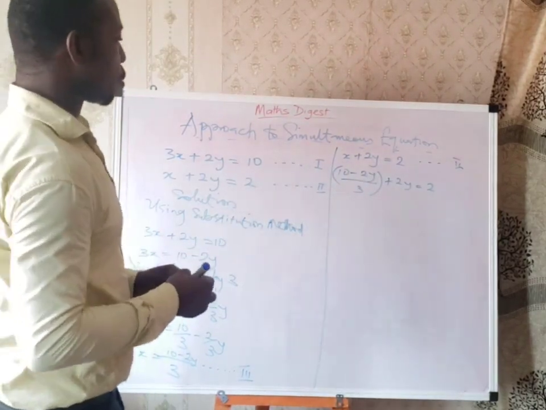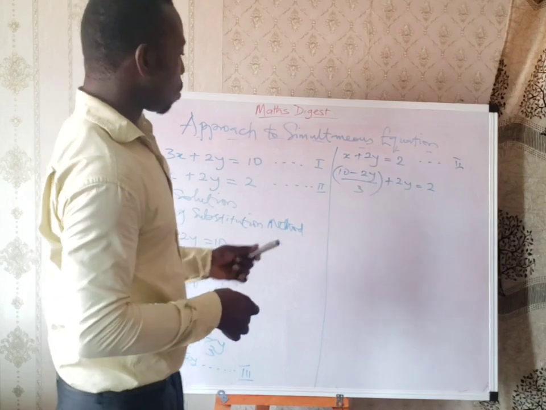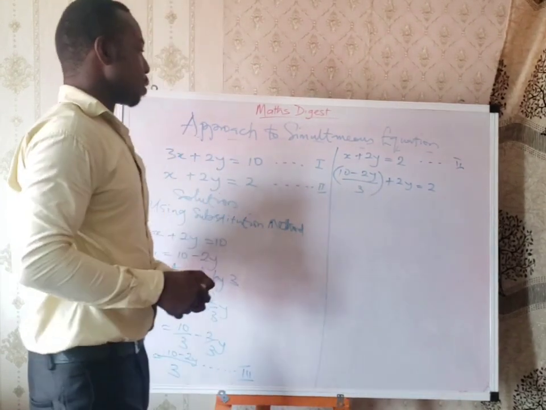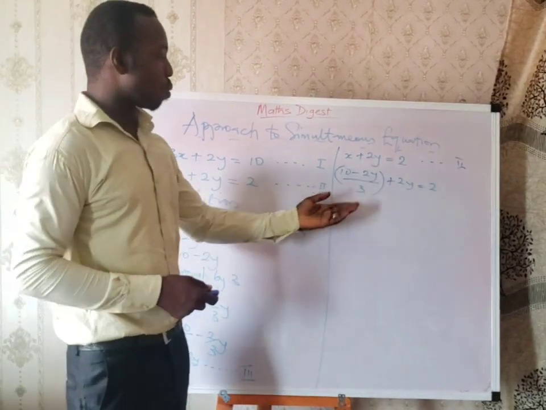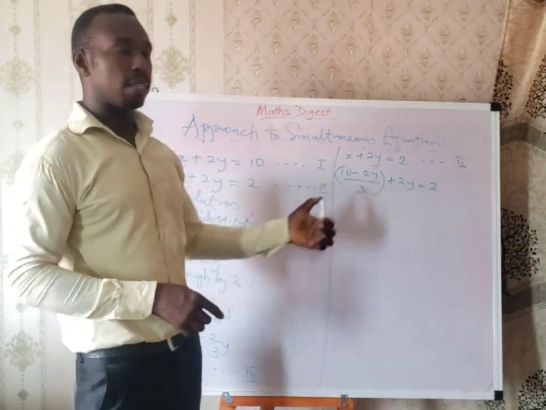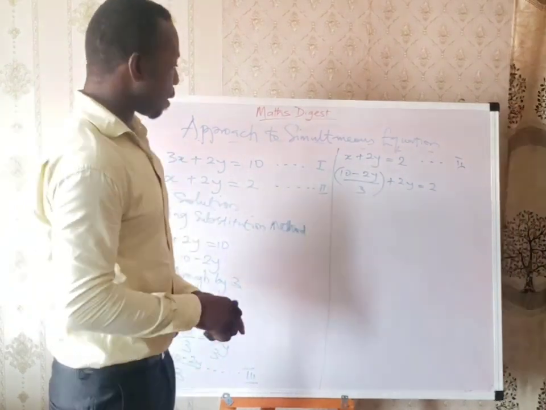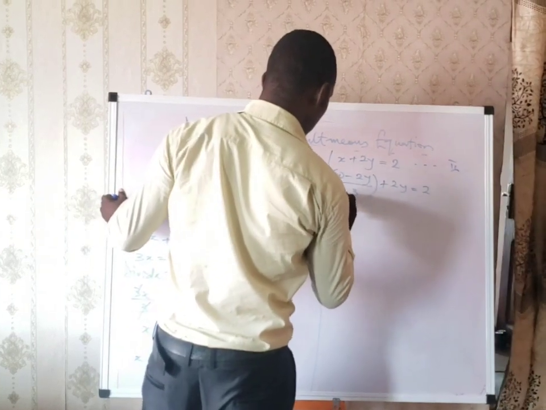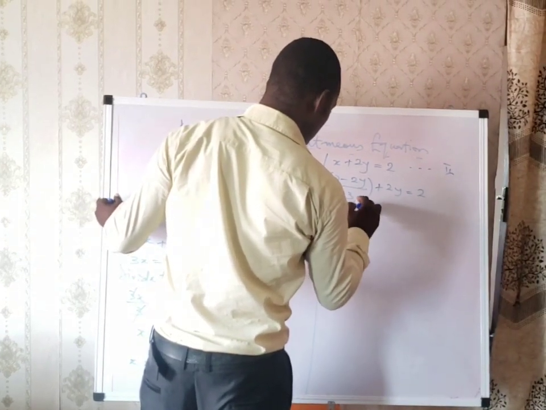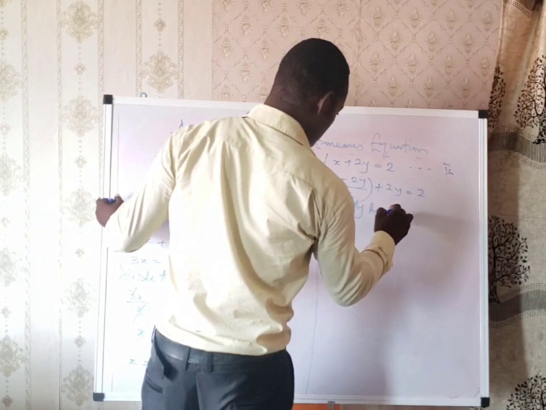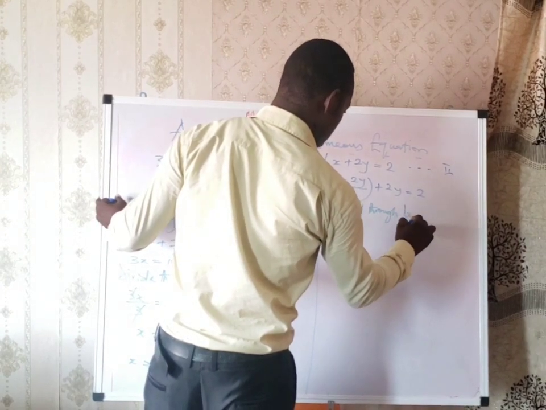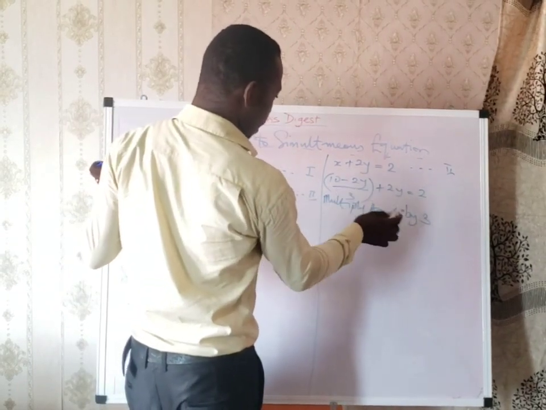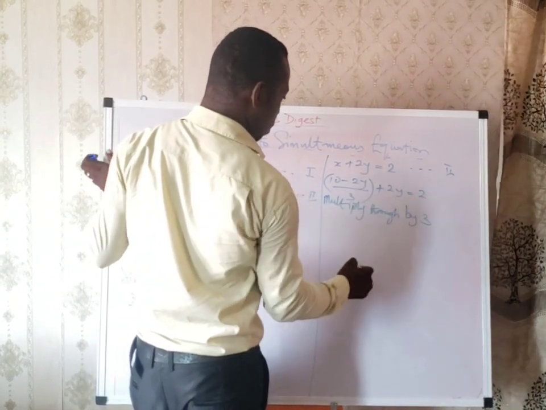Now from this, what we do next is to remove this denominator here. To remove this denominator, since we are dividing, we will multiply. So at this point, we will multiply through by 3. On doing that, the 3 will cancel this 3.